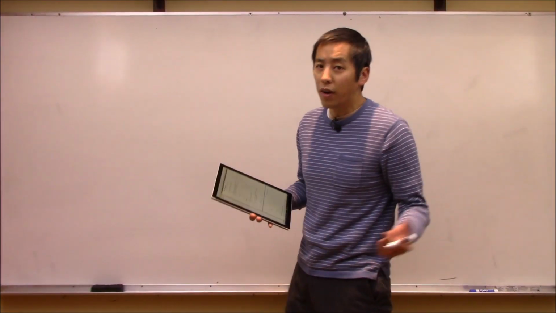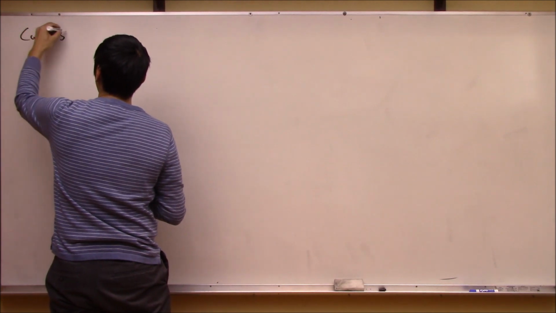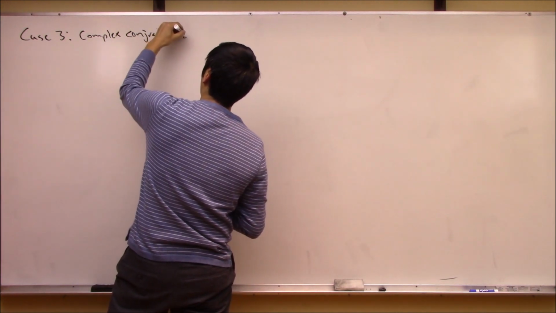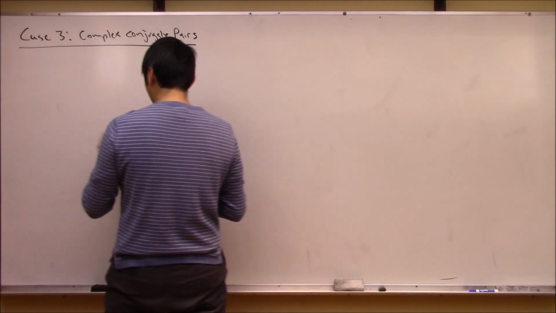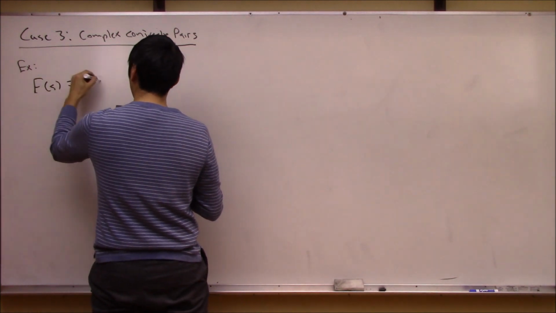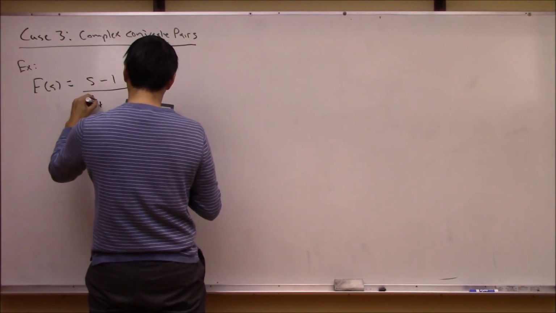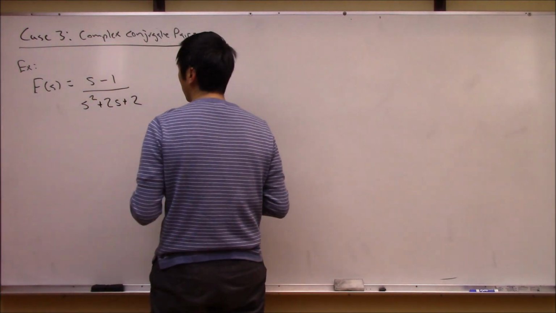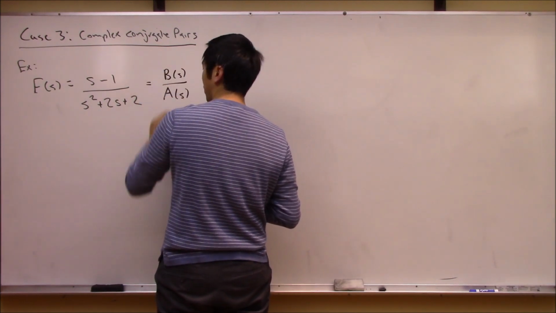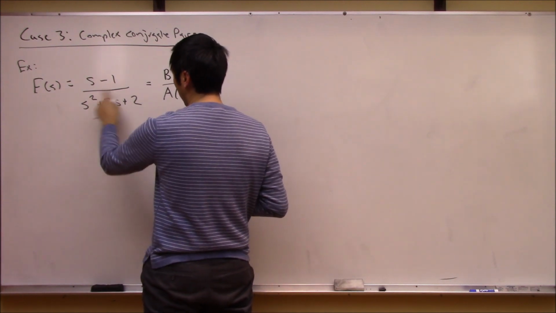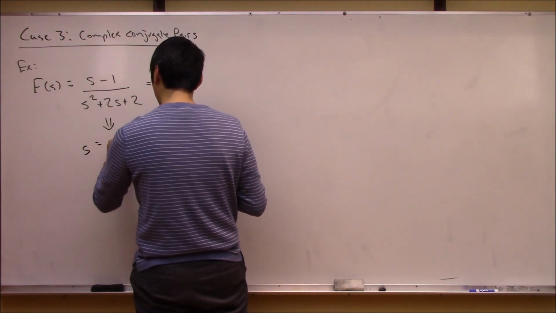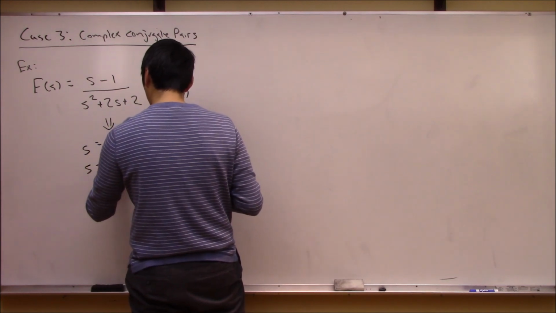All right, so let's look at our last case, which was case 3, when you have complex conjugate pairs. Again, an example we can look at is F(s) equals (s minus 1) over (s squared plus 2s plus 2). Here is our B(s) over A(s). Let's take a look at the roots of this. If you solve for the roots, you end up with poles at s equals minus 1 plus i, and s equals minus 1 minus i.